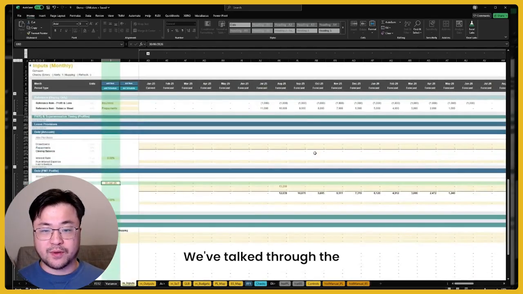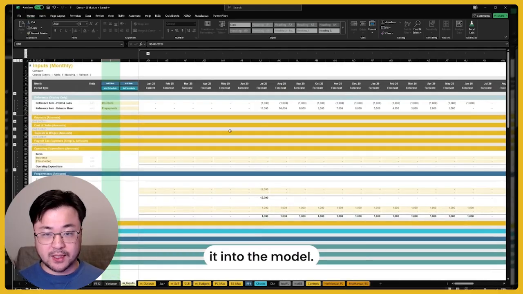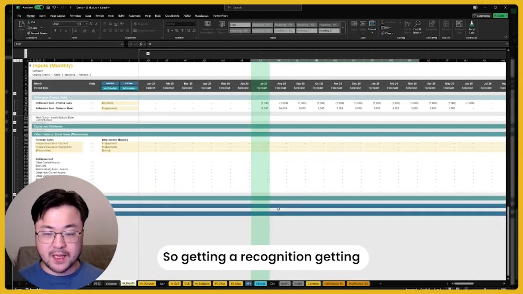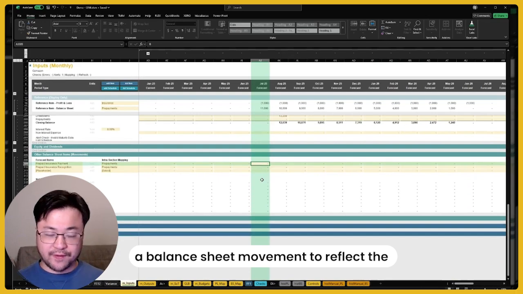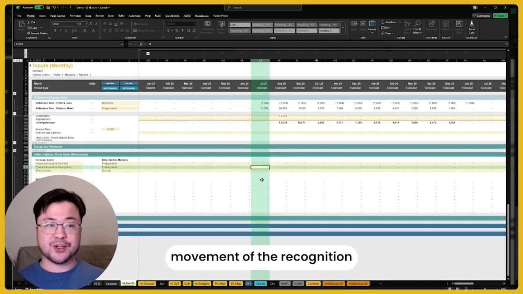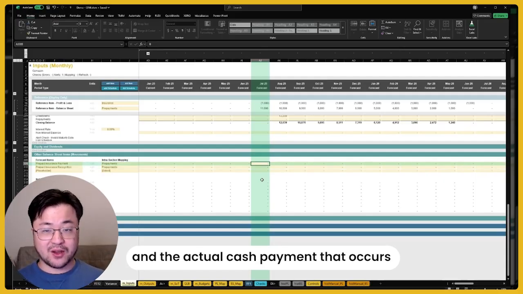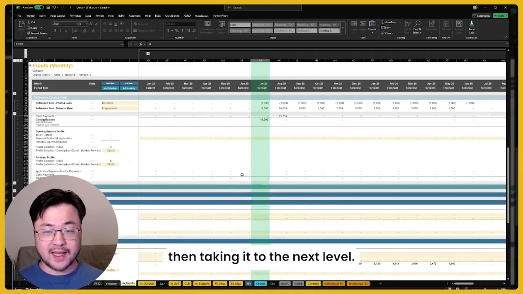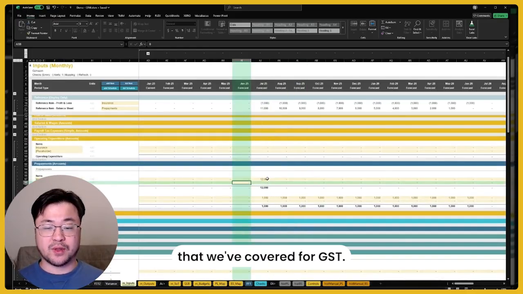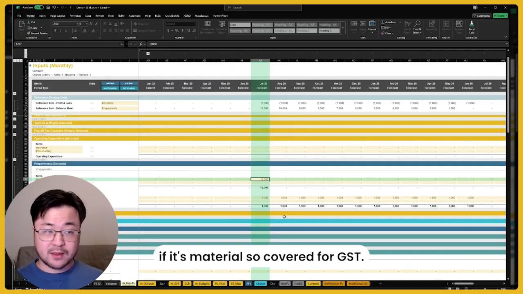We've talked through the basic approach of building it into the model. So getting a recognition, getting a balance sheet movement to reflect the recognition, the net non-cash movement of the recognition, and the actual cash payment that occurs. Then taking it to the next level, we go, okay, we actually need to ensure that we've covered for GST, depending on the amount, if it's material.